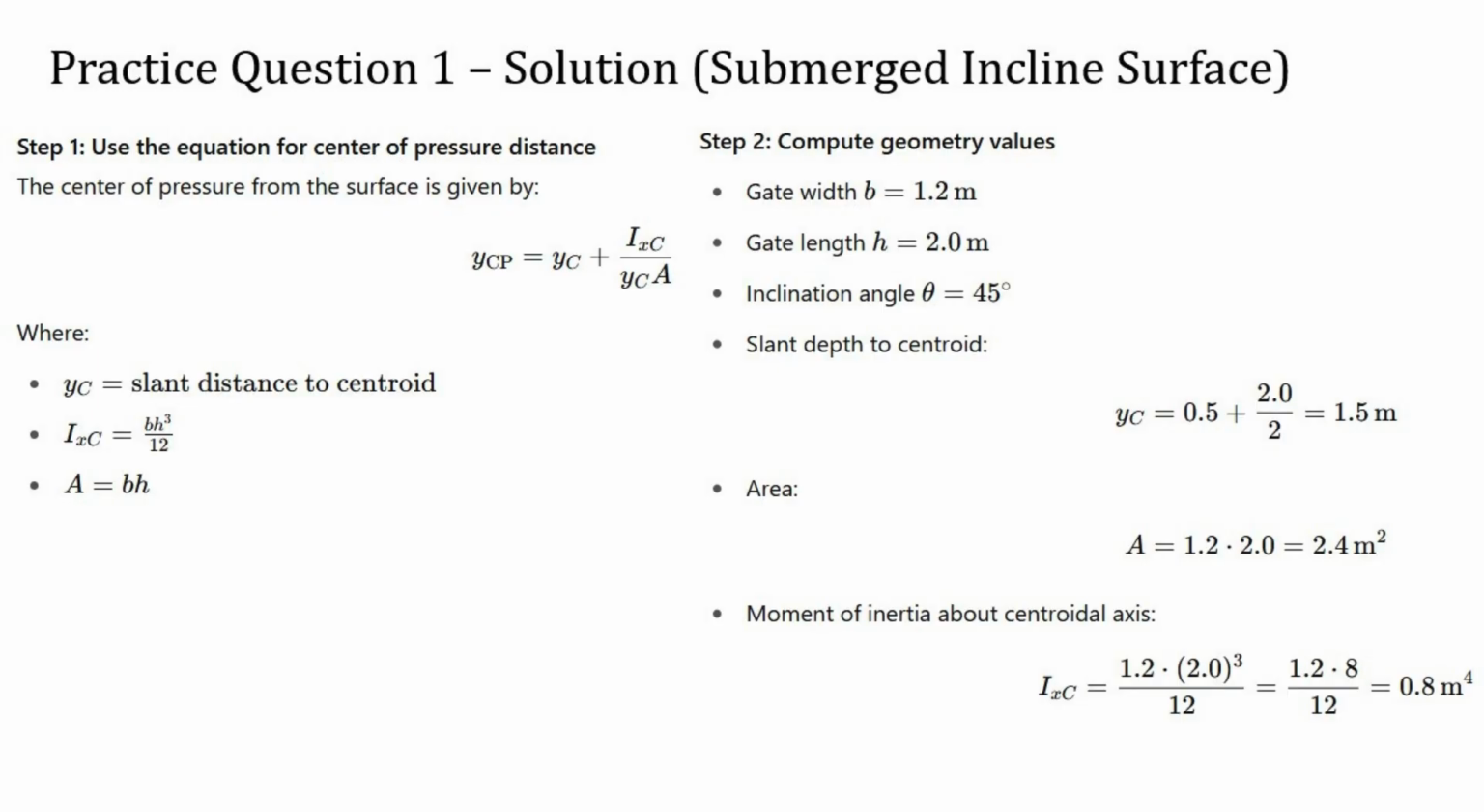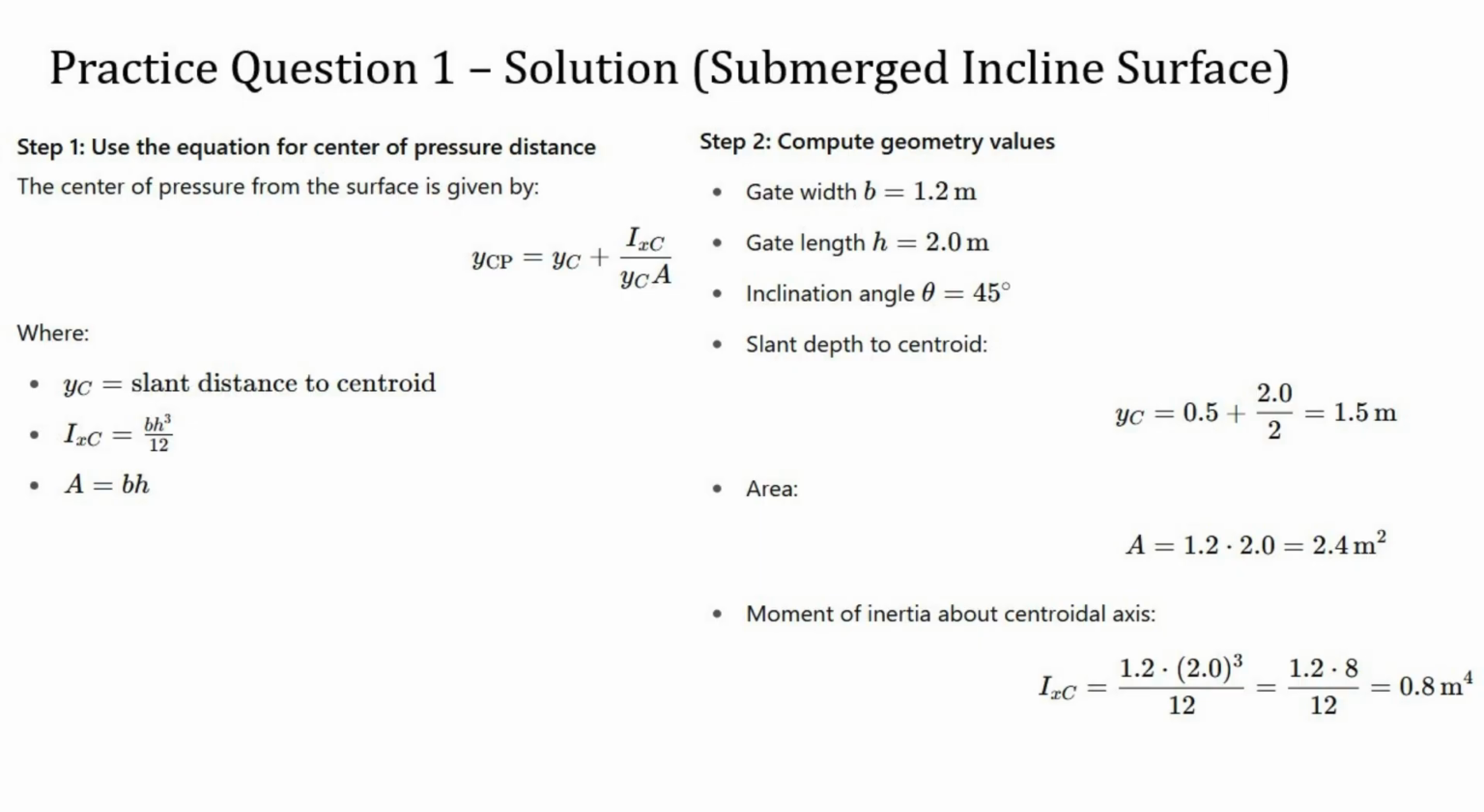The gate width is given as 1.2 meters, and its vertical length is 2 meters. Since the gate is inclined at 45 degrees and the top is submerged 0.5 meters below the water surface, the slant depth to the centroid is calculated by adding half the gate length to the top edge depth, giving us a slant depth of 1.5 meters. We then calculate the surface area of the gate by multiplying the width by the height, yielding 2.4 square meters.